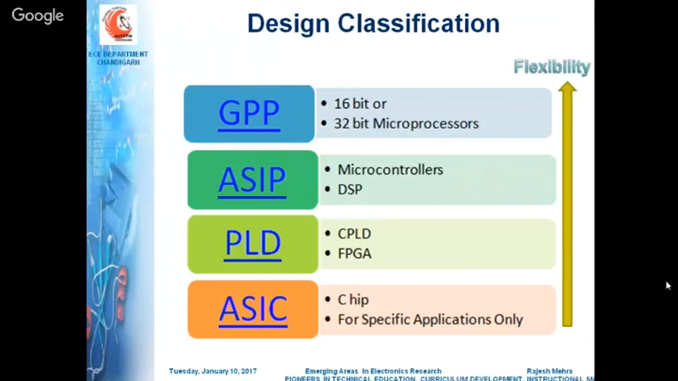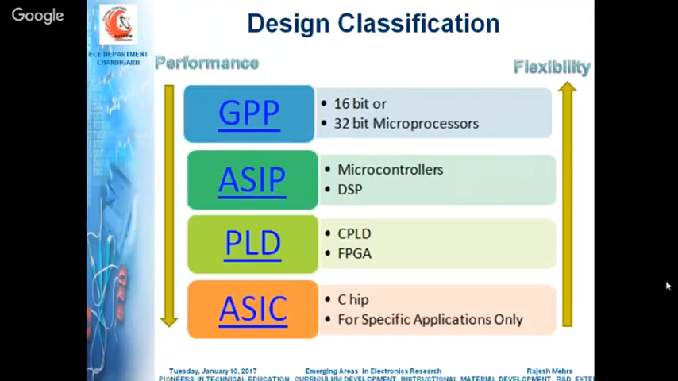If we look at flexibility, ASICs are less flexible. And when we go upwards, PLDs are more flexible, ASIPs are again more flexible, and for GPP, the maximum flexibility is there in the case of general purpose processors. As you can see, computers can be used in any other field. We can use them for civil engineering, mechanical engineering, electrical, electronics. So we can use them for any area.